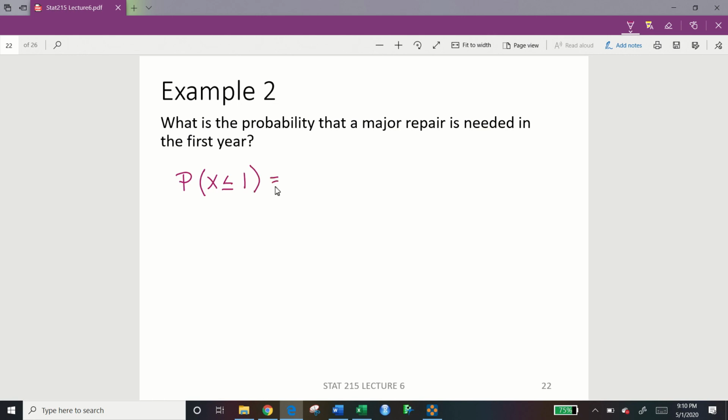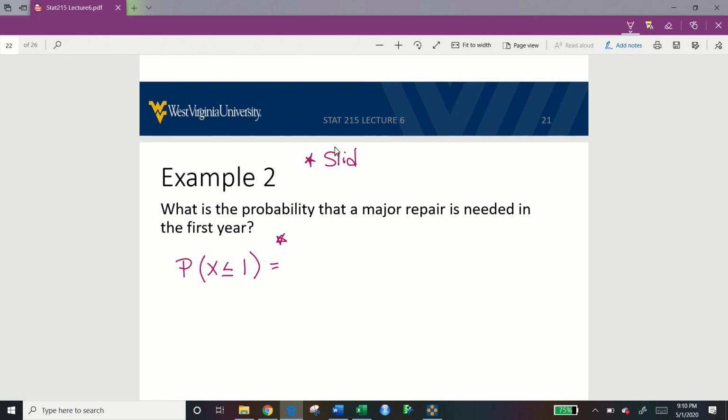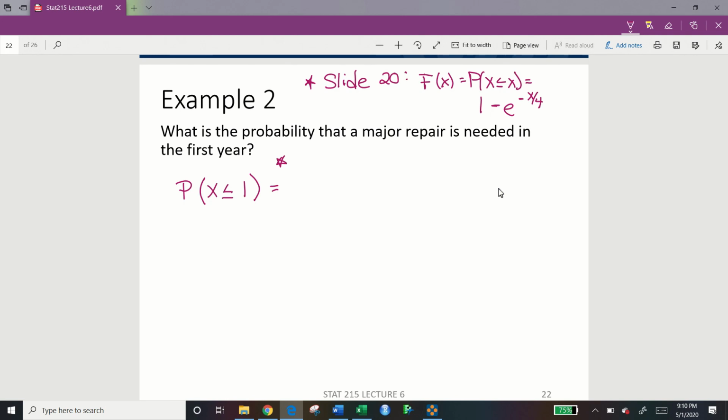Okay, so at this point I'm going to draw a little star because I want to recall what we did in slide 20. And that is when we determined that F of x equals the probability of X less than or equal to x, which equals 1 minus e to the negative x over 4. That second option is really going to come in handy because now we just need to do some plugging in.